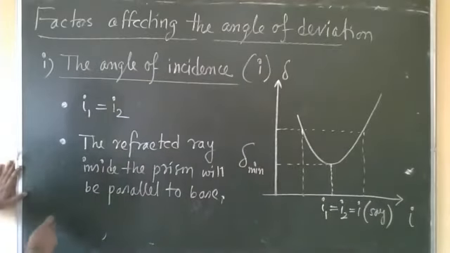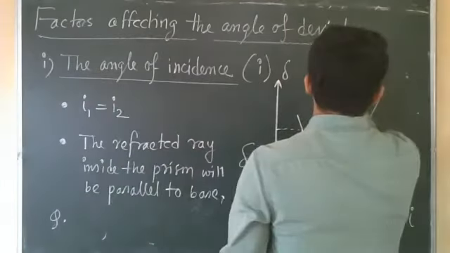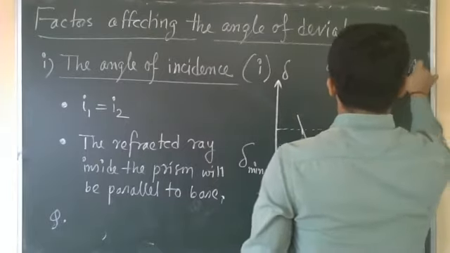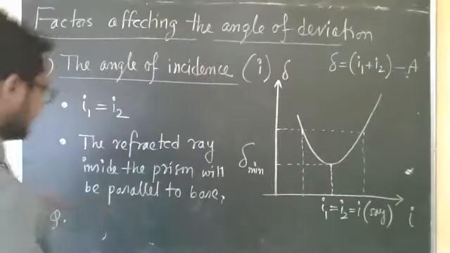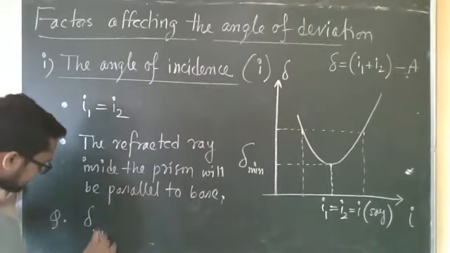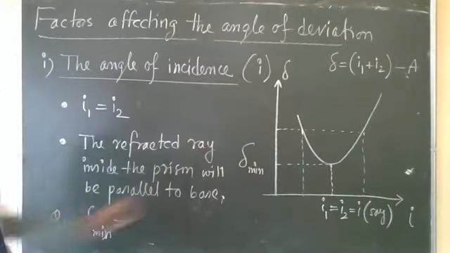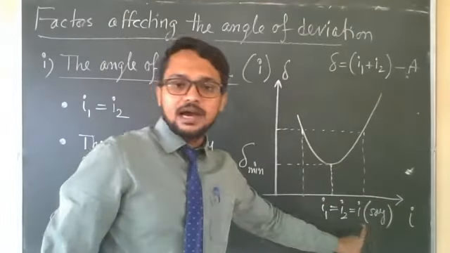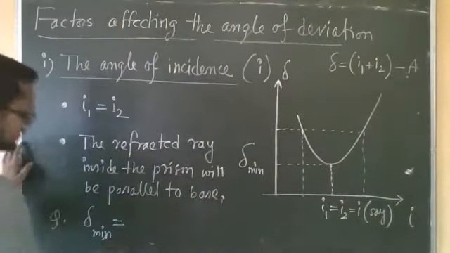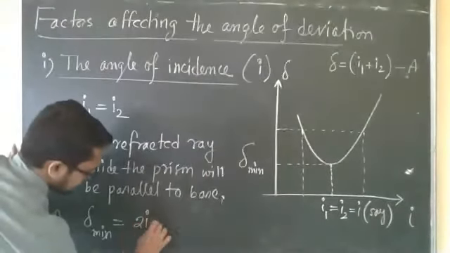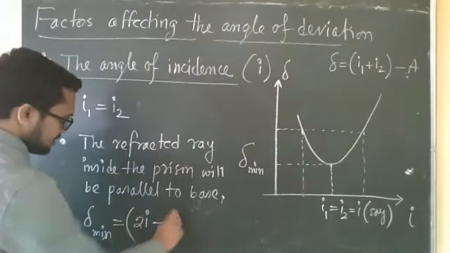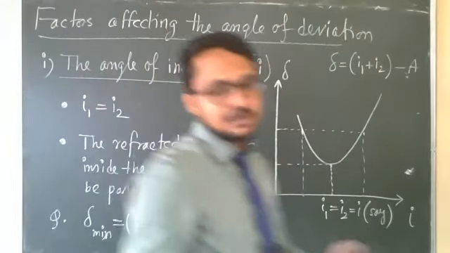Now another question I am giving. What will be the delta minimum using that formula? Delta equals I1 plus I2 minus A. What will be the formula for delta minimum from that equation? Delta minimum equals I1 plus I2 minus A. Now at minimum deviation, I1 equals I2 equals I. So in place of I1, I2 put I, so it will be 2I. So the mathematical expression of delta minimum is 2I minus A.